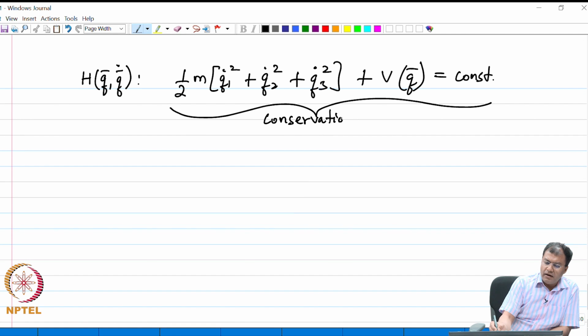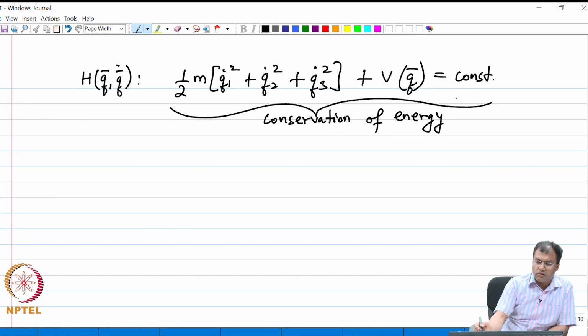So, this statement is nothing but the conservation of energy, which says that the sum of the kinetic plus the potential energy is constant or conserved. Okay.